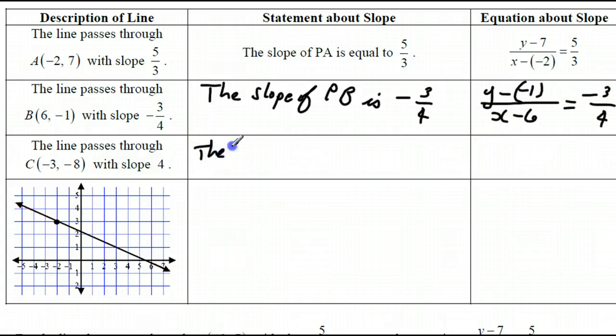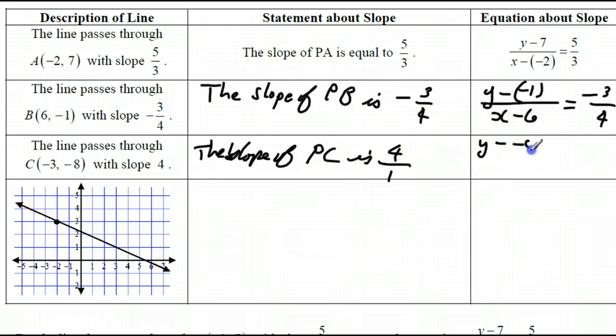So the slope of the line, the slope of PC is 4, or as I like to write it, 4 over 1. And we'll go (y minus negative 8) over (x minus negative 3) is equal to 4 over 1.